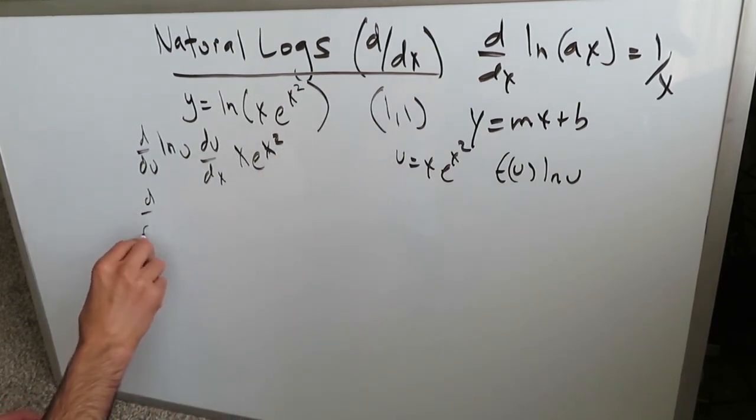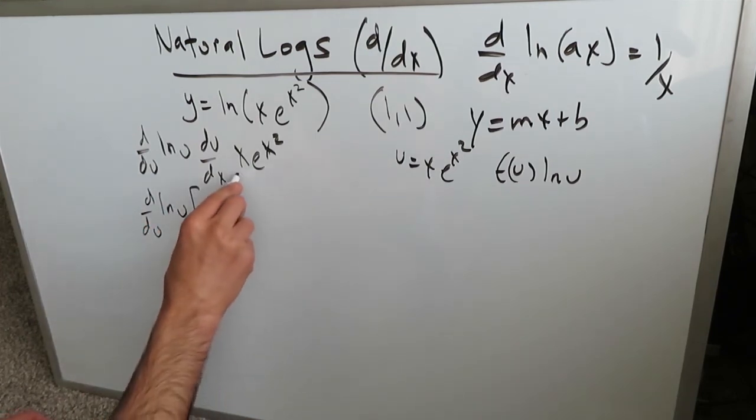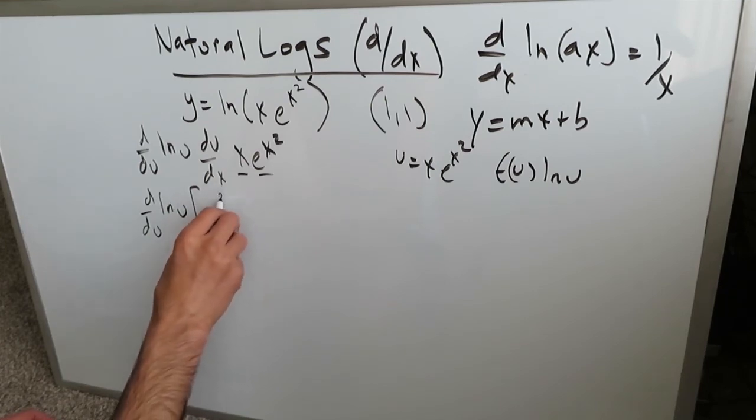Look for derivative with respect to u of ln u, and we're going to do the chain rule right here. Here's my f function, here's my g function. The g function, I'm sorry, we're going to do the product rule. If I said the chain rule, I was wrong.